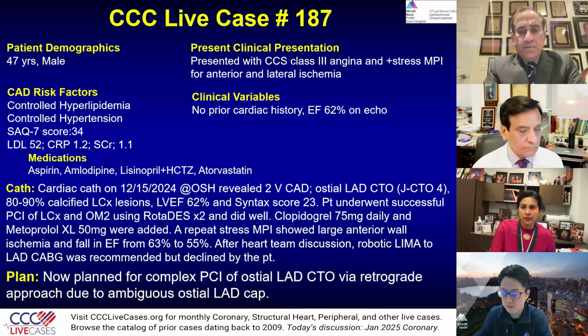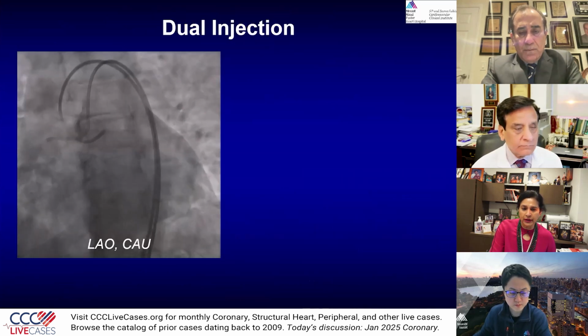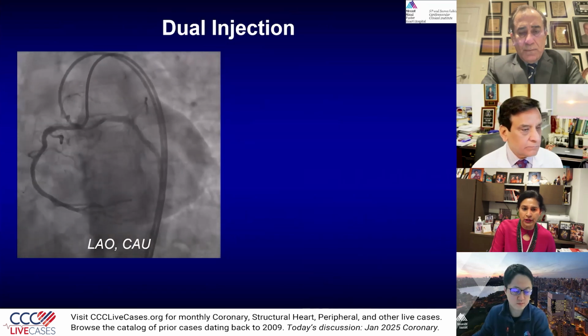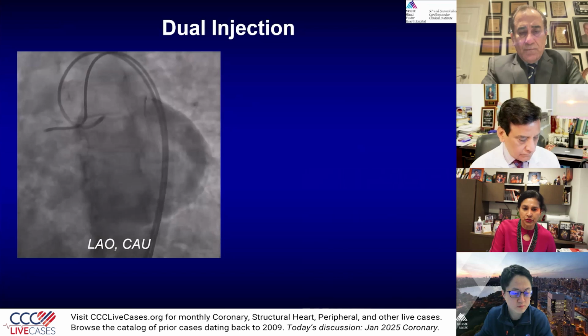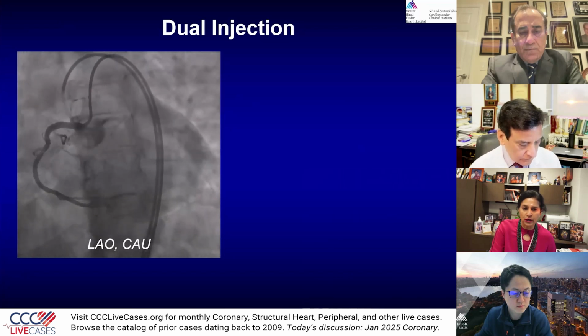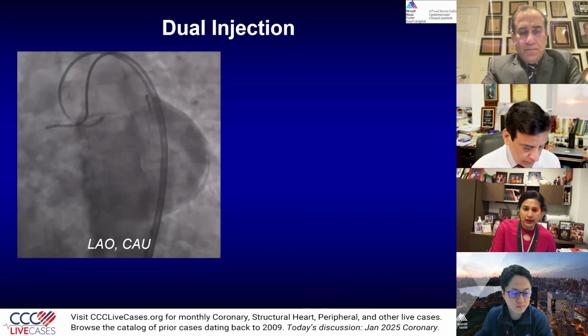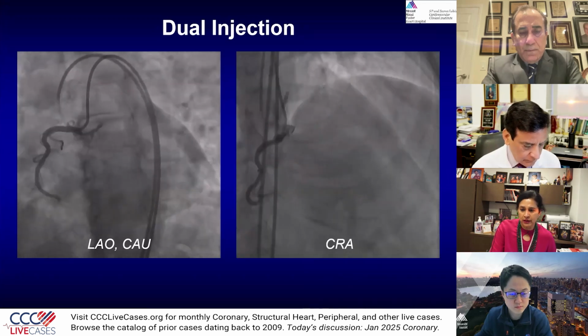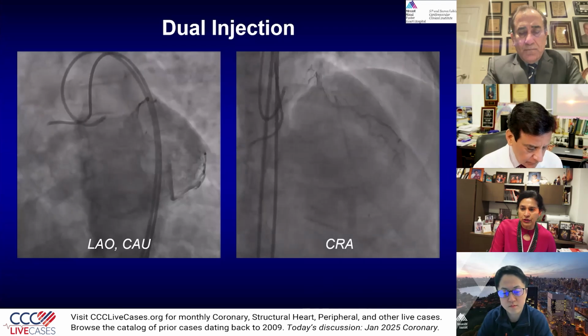Okay. So this was case number 187. We have already presented the case. It was an ostial LAD CTO, and we will tell you why primarily we tried the retrograde approach. So if you see here, always when we are doing CTO, we would do a dual injection. So this was a caudal view where we want to see, can we see the proximal cap? So that's one. And this is where we are trying to see the distal vessel.